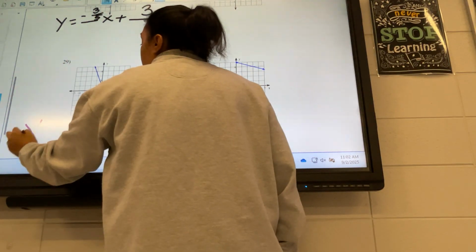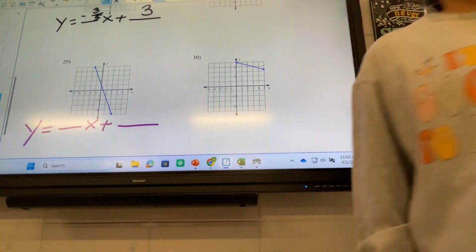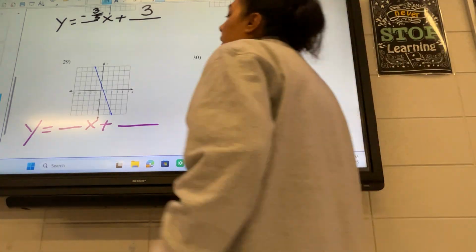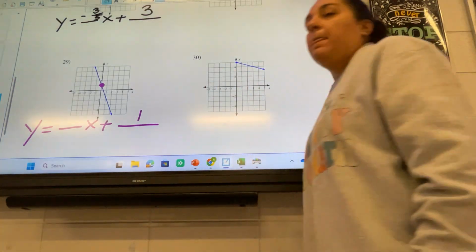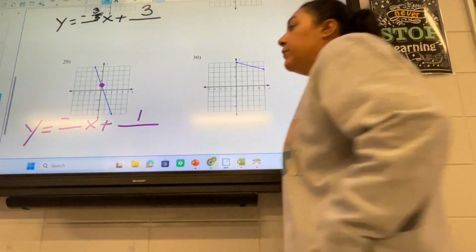Okay, 29, we're going to say y equals blank x plus blank. Okay, which blank do we fill in first? Second blank. The second blank. And what is that? 1. It's going to be at 1, so right here. Okay, it's going to be a 1. It is also going to be a negative line, so we're going to go ahead and fill in the negative.